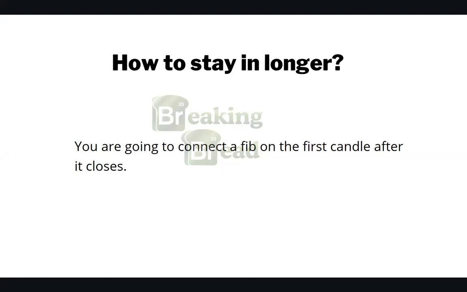If the price is in an uptrend, then you're going to connect from the low to the high. If price is in a downtrend, you're going to connect from the high to the low. If you play off the 1 minute, you would do the same thing. After that 1 minute closes, if it's an uptrend, you connect from the low to the high. If it's a downtrend, you connect from the high to the low. And remember, the higher the time frame, the stronger the fib levels.